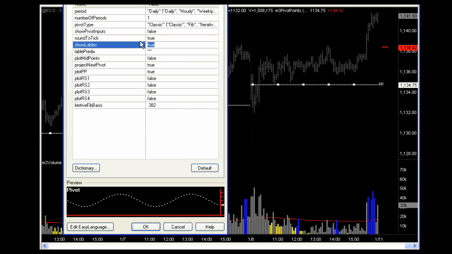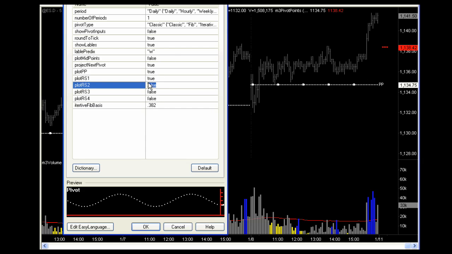Showing labels gives you the ability to hide or show a label for each pivot. And a label prefix gives you the ability to add a prefix to it. So, for example, if you were going to have a daily pivot, you could label it D, or a small d, or if you had a weekly, you could label it with a small w. You can plot midpoints on the pivots, which is also very useful. And, of course, this is the projection for the next pivot. And then you have the ability to turn on and off any of the pivot extensions.